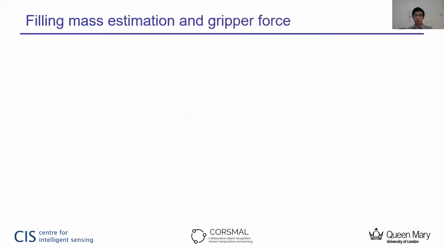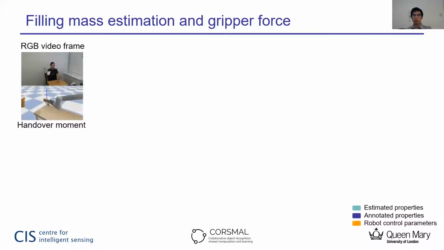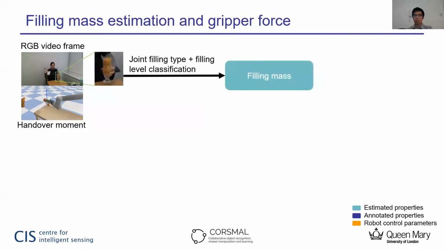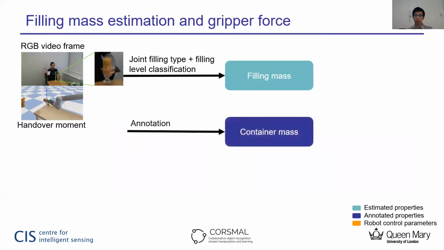The robot should also avoid breaking or deforming the container by applying the minimum amount of force required to hold and deliver the object, which requires an estimation of the object mass. To estimate the filling mass, we perform joint filling type and level classification by training a convolutional neural network on selected frames of the recordings, cropped based on their segmentation mass. We obtain the filling mass at the frame when the robot executes a grasp and combine that with the annotated container mass to obtain the object mass.